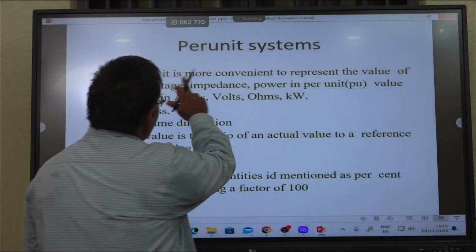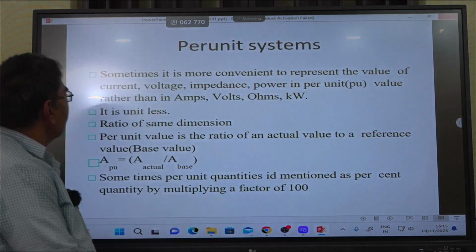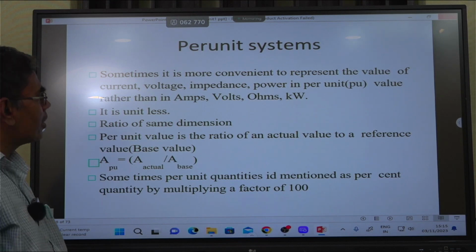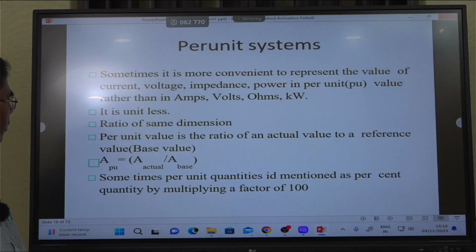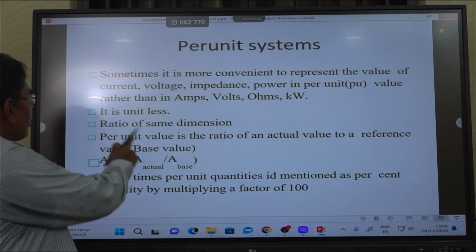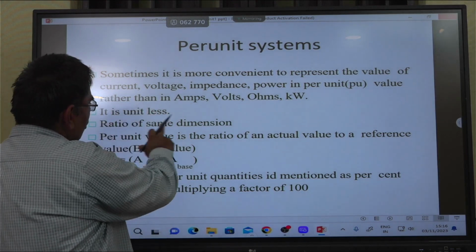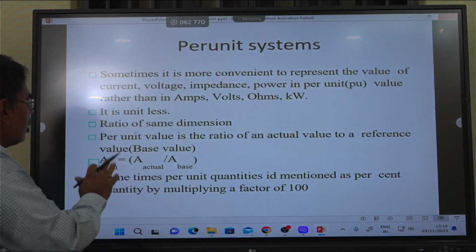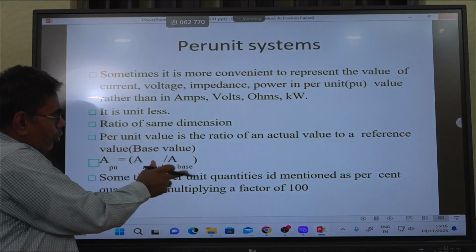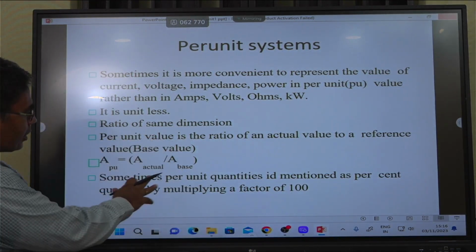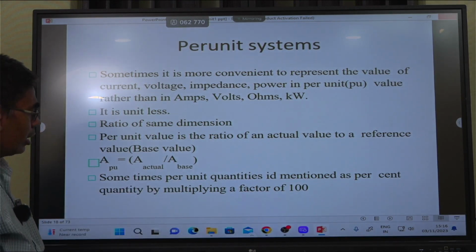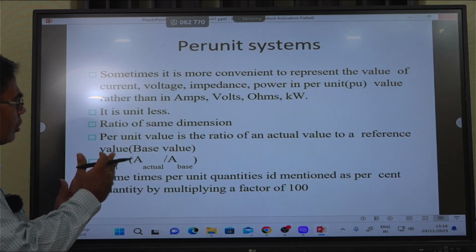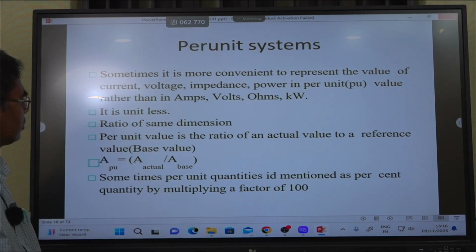Sometimes it is more convenient to represent the values of current, voltage and impedance in per unit values rather than percentage values or original values, because there are advantages. A per unit value is unitless, being the ratio of quantities of the same dimensions. The numerator is the actual value and the denominator is the base value, both in the same units. Sometimes per unit quantities are expressed as percentage values by multiplying by 100. Percentage value is equal to per unit value times 100.